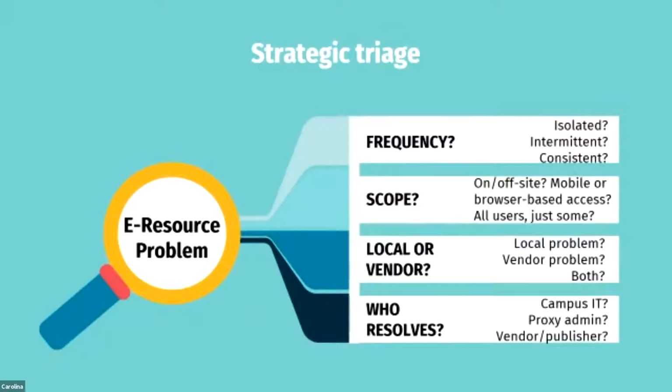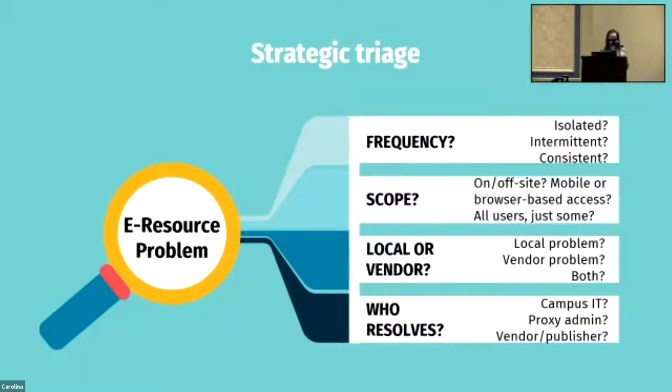Next, you're going to look at scope. Is this on or off site? Is it affecting mobile and browser-based access? Are just some of your user groups impacted, or is it across the board? If it's just those Emeriti accounts, maybe something expired in your identity provider. Lots of oddities can emerge there.